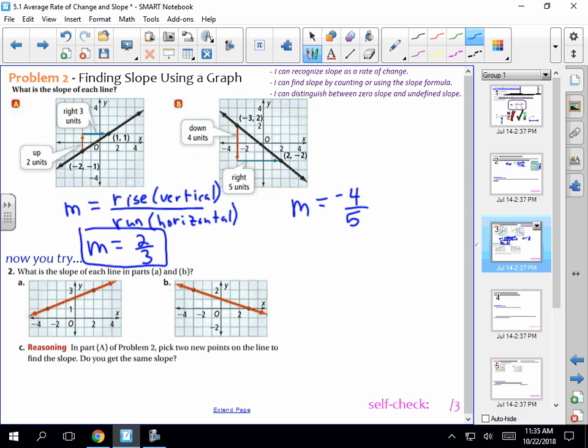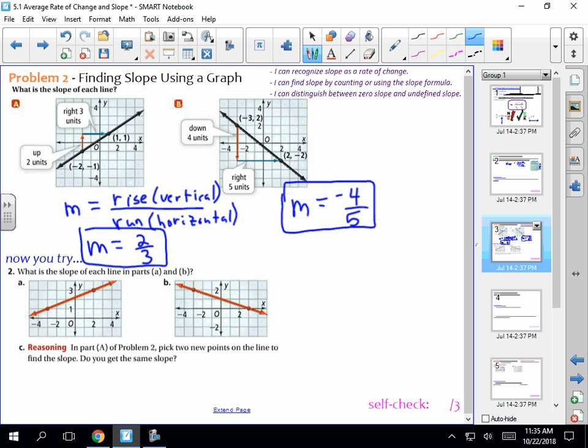And then when I go right, I'm going positive. So it's a negative over a positive. But at the end, it's just a negative fraction. You can actually just get the slope, 4 over 5, and then apply the negative when you look at it kind of big picture. It's going down, so it's got to be negative. So however you want to think about that.